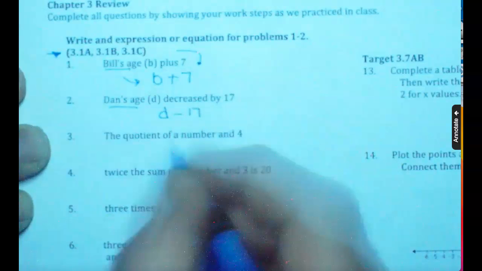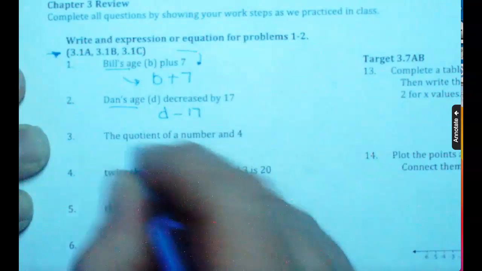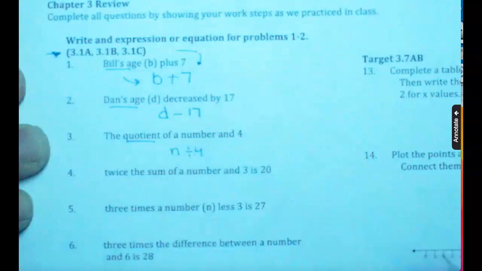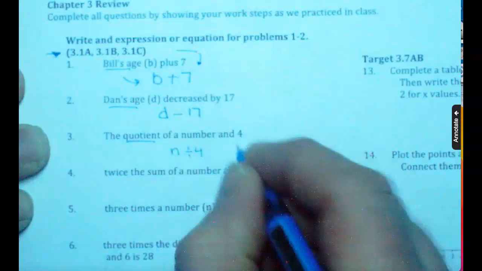The quotient of a number and 4. Quotient means division, so we could write this as a number divided by 4. More than likely on the test, you will see it as a number divided by 4.